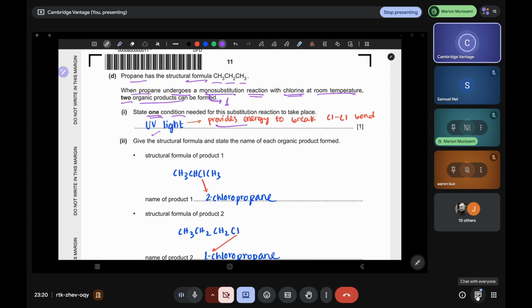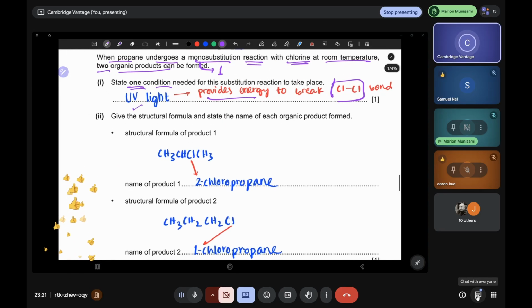It's because it provides energy to break the chlorine-chlorine bond. If you don't have enough energy to break the chlorine bond, you won't have chlorine atoms that could end up reacting with the propane in the first place. So that is why UV light is required over here. Does that make sense for all of you? Are you still with me? All right, thank you very much for responding.